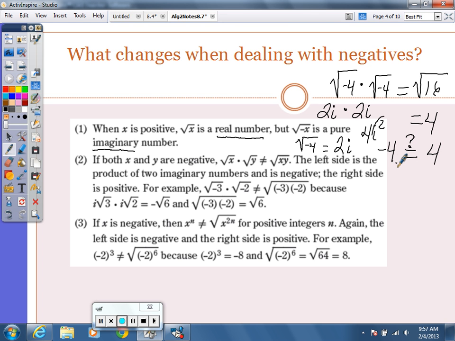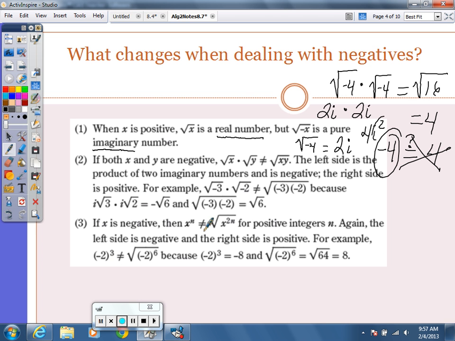So that is why you cannot multiply whenever you have negative numbers under the square root sign, if that makes sense at all. So the answer should be -4. It's not +4 because this rule is not allowed whenever you have a negative under the radical. So that's what changes, okay?